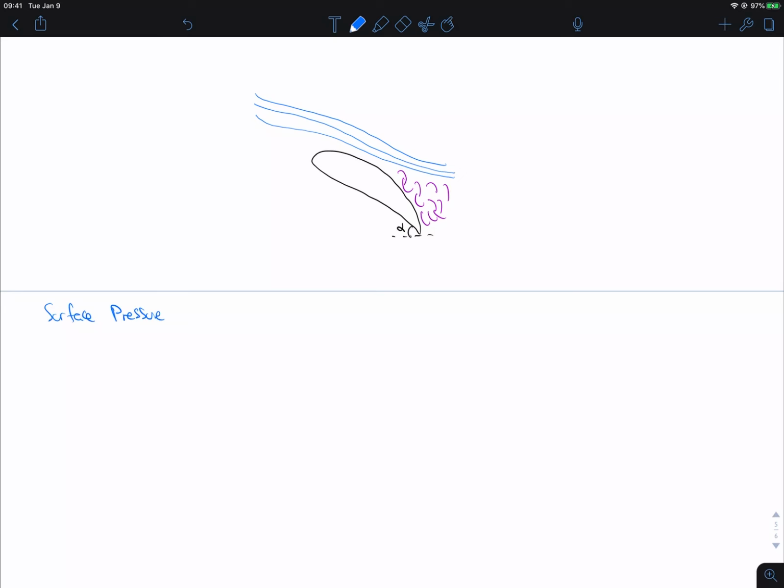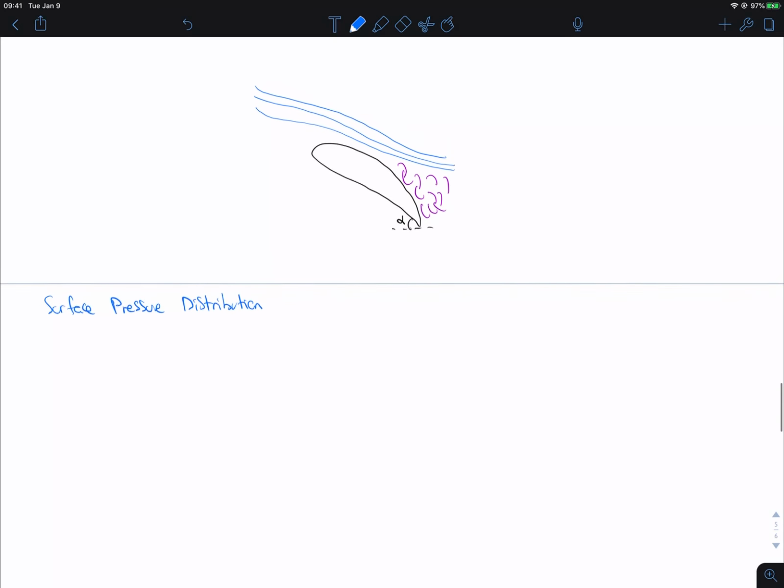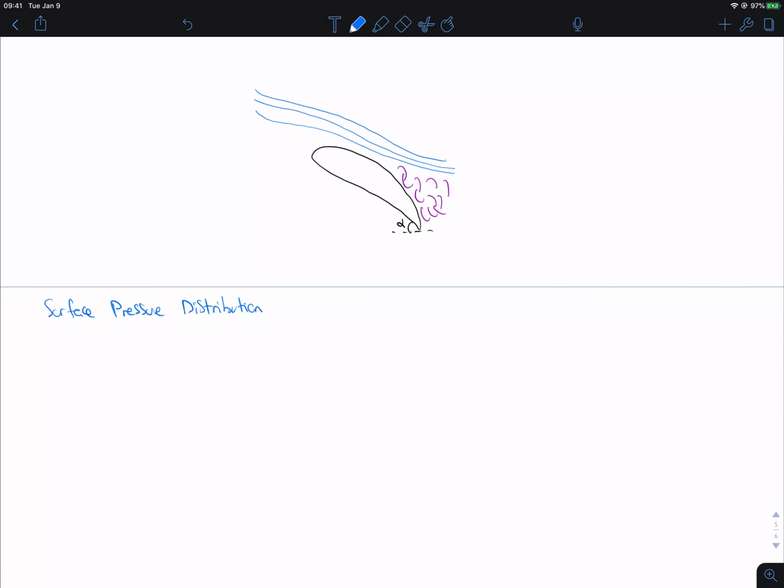So we'll discuss the surface pressure distribution. As we said before, one of the ways that we can find aerodynamic forces is by integrating the pressure distribution that we have over a surface of our body of interest. And then we're going to express this pressure distribution also as a coefficient, in this case the pressure coefficient.